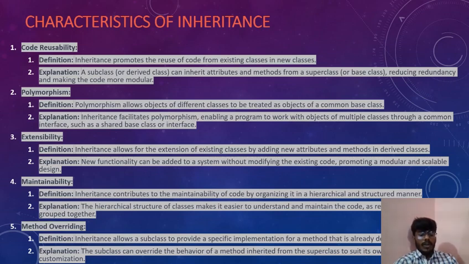Method overriding. Inheritance allows a subclass to provide a specific implementation for a method that is already there in the parent class. The subclass can override the behavior of a method inherited from the superclass to suit its own customization.